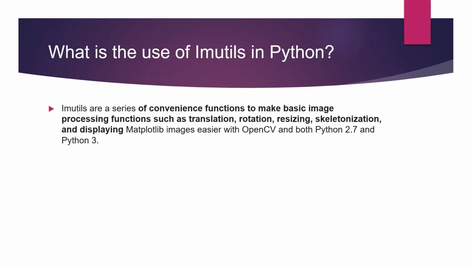Next, what is the use of imutils in Python? Imutils are a series of convenience functions to make basic image processing functions such as translation, rotation, resizing, skeletonization, and display matplotlib images easier with OpenCV and both Python 2.7 and Python 3.